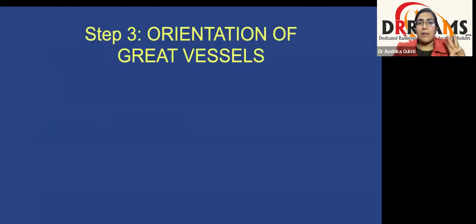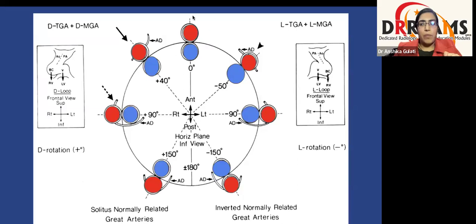Yes, the step 3 is orientation of the great vessels or the situs of the great vessels. The red circle here represents the aortic valve, and the blue circle here represents the valve of the pulmonary artery.